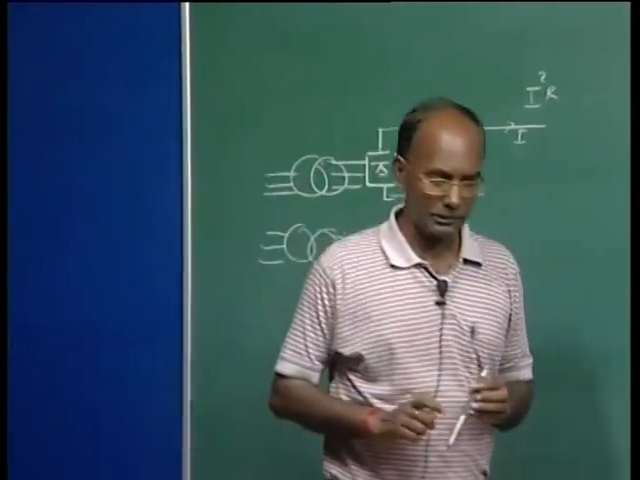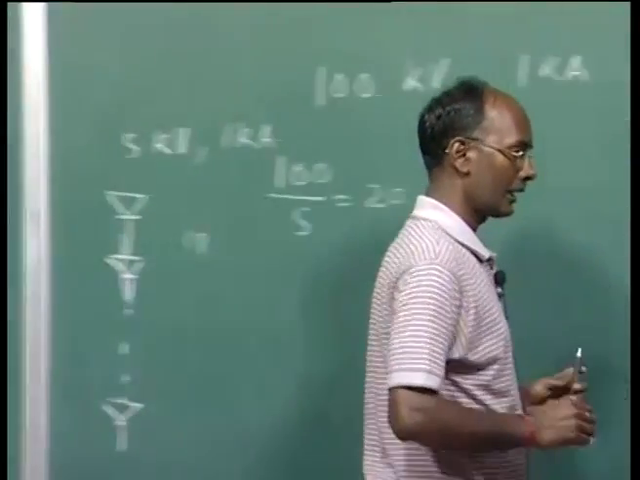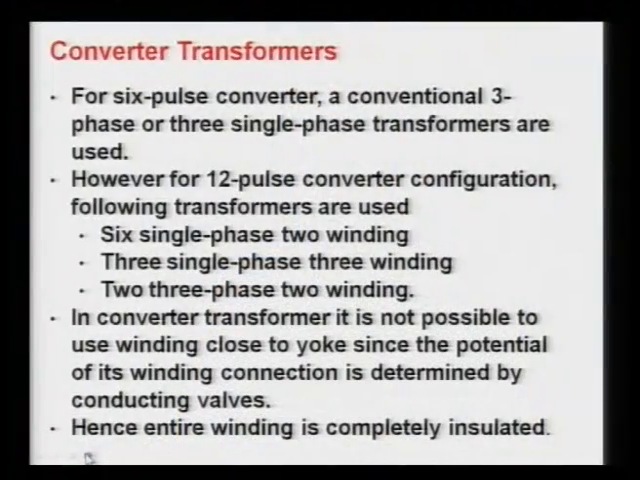So, in a converter transformer, it is not possible to use the winding close to the yoke, since the potential of its winding connection is determined by the conducting walls. It means all the windings, even if they are very near to the yoke or the core or the surroundings, can withstand very high voltage.